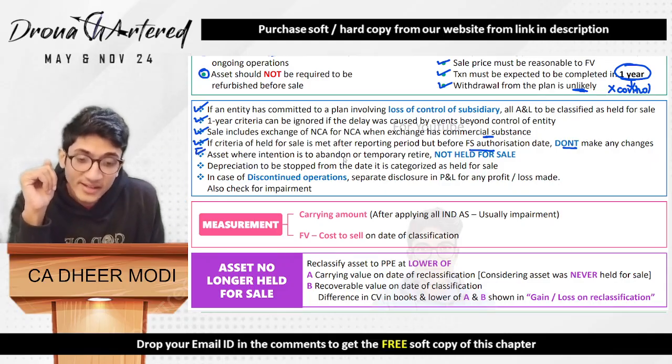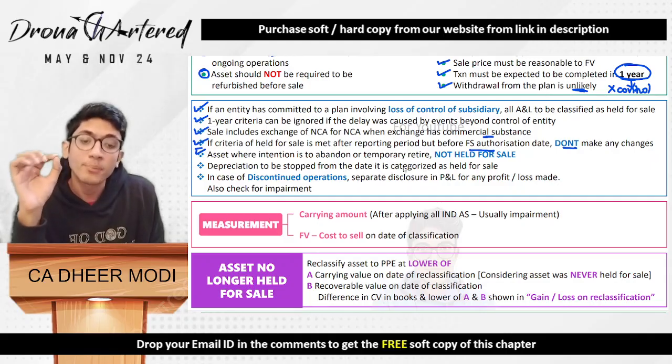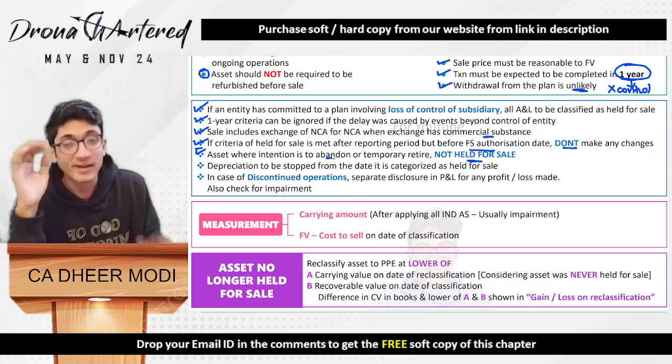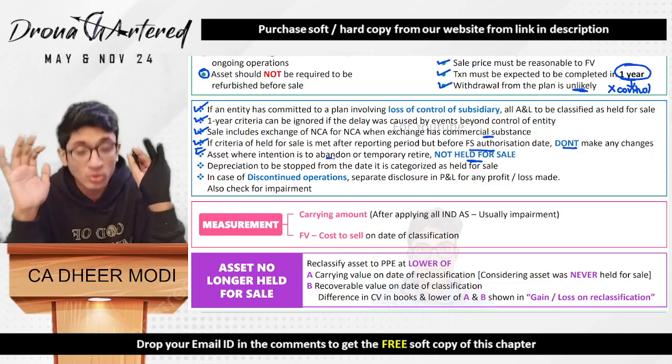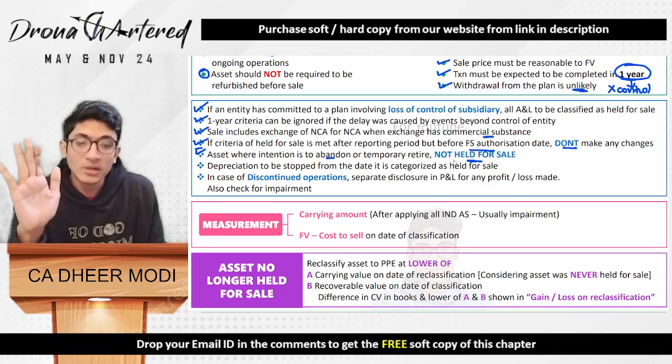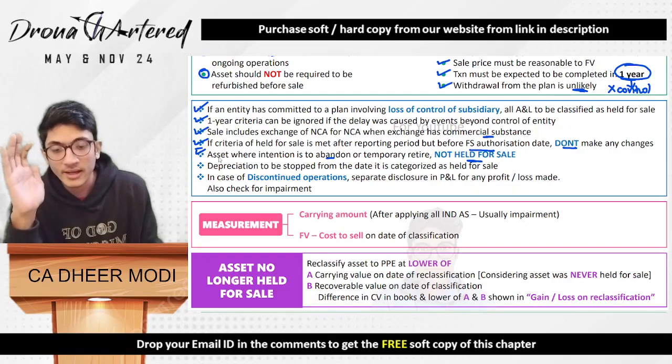An asset where the intention is to abandon or temporarily retire it will not be considered as held for sale. If it is to abandon, that means I'm just going to leave it somewhere. I'm going to scrap it. Or temporarily retire, that is, I'm not going to use it for some time. It will not be considered as held for sale.